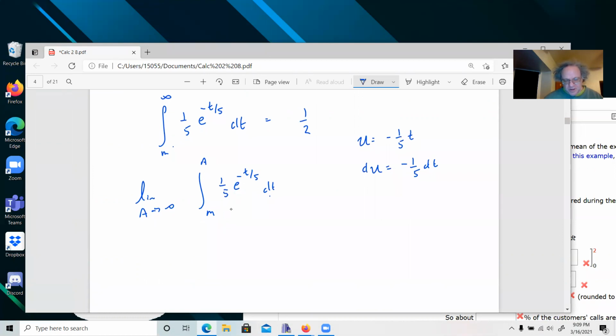Okay. So limit a approaches infinity. We technically have a u sub m and a u sub a, because we're changing what's going on here. I have a negative. Here's my negative. We need a negative there. Negative 1/5 dt, that's going to be du. And then we have e to the u. Oh, an integral worthy of a homework problem if I ever saw one. So this is just e to the u, and of course we have our limit.